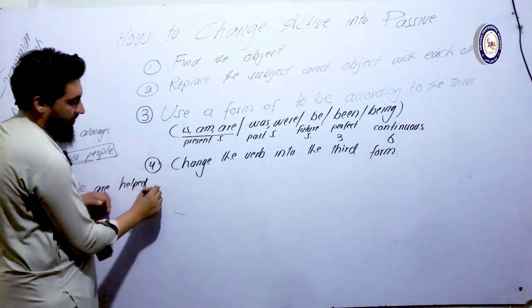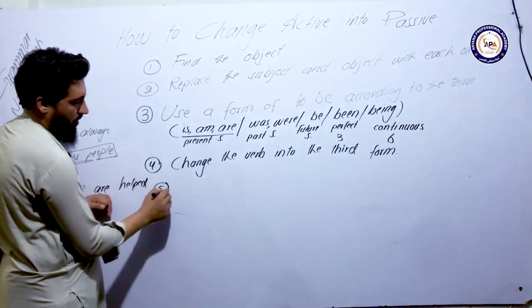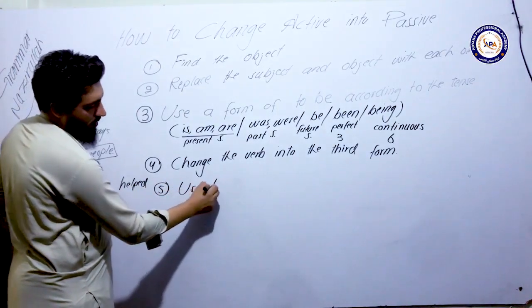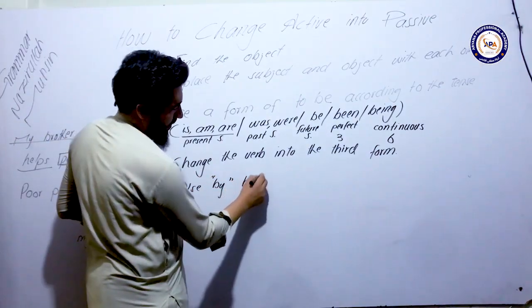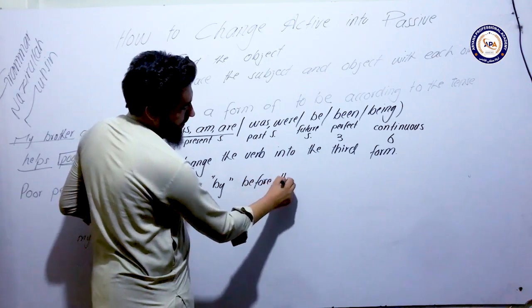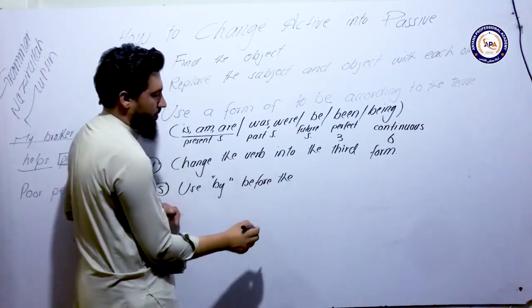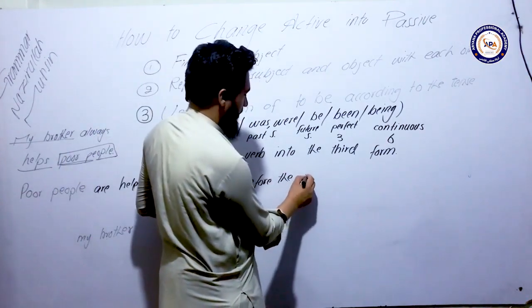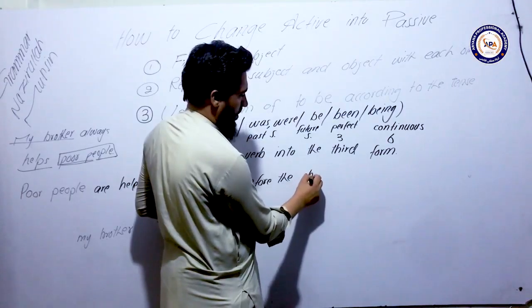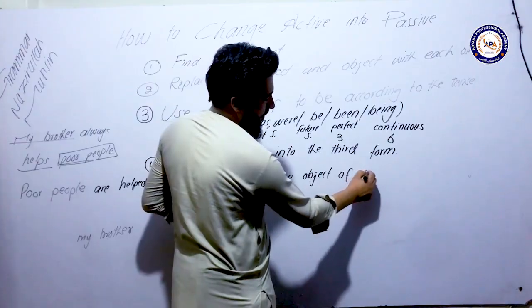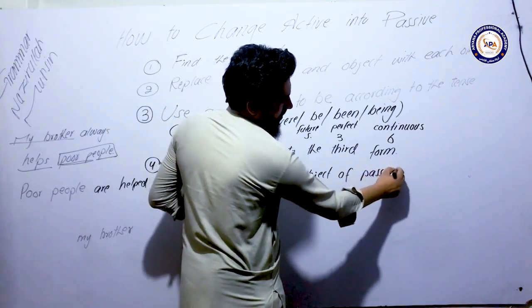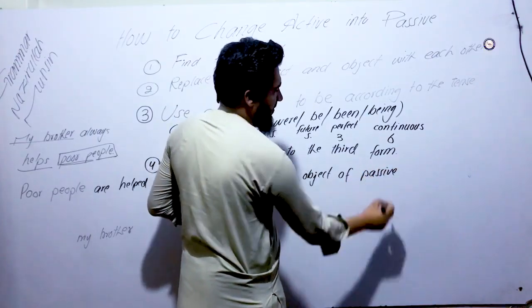Step number 5. Use by before the object of passive.